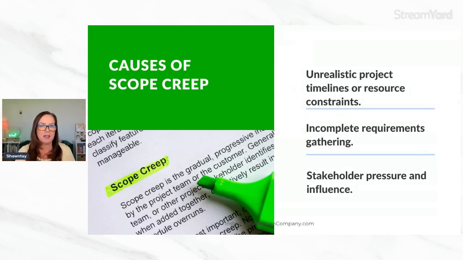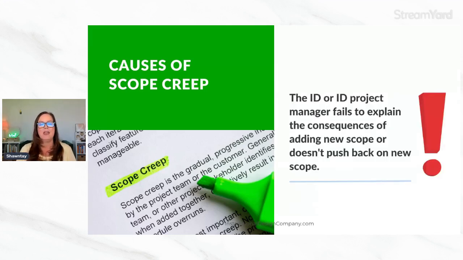So we've just got to be very careful of some of these things and call them out when we see them. And then my favorite, the number one thing that I like to talk to my team about, the number one thing that I see as a contributor to scope creep is when the instructional designer or the ID project manager fails to explain the consequences.